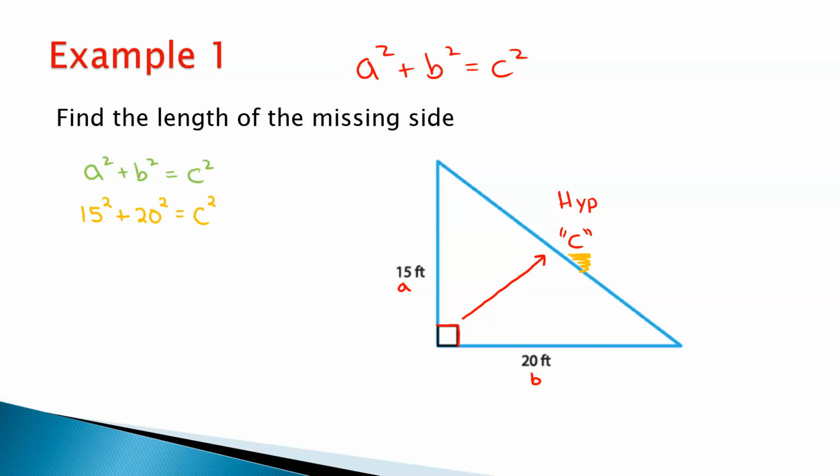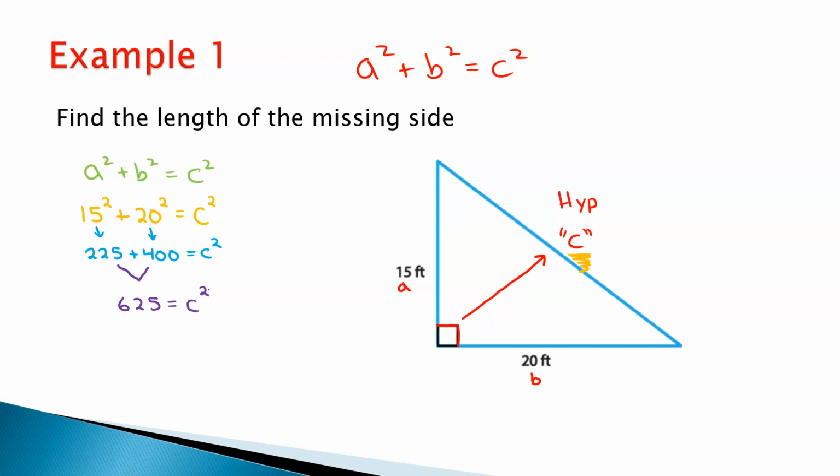So let's do 15 to the second power. Let's go through and work this out. 15 times 15 is going to give me 225. Plus, what is 20 times 20? That is going to be 400, and that's equal to C squared. All I did was work out 15 squared and 20 squared. Now we can go ahead and combine our like terms. What's 225 plus 400? That's going to give me 625 is equal to C squared.